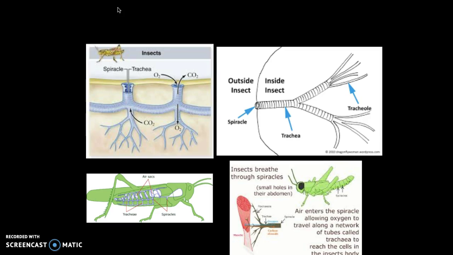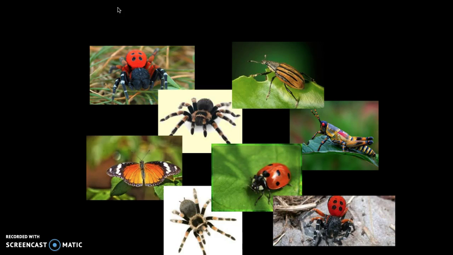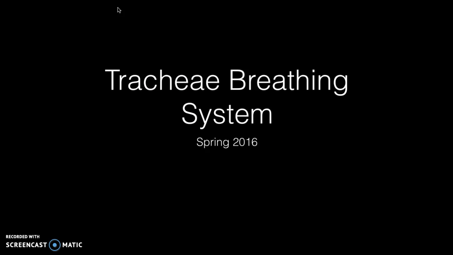And this is mainly found in insects and in spiders, which have exoskeletons, which is basically an outer shell. An example would be the outside of the shell of a snail, as you can see in the bottom picture, and the definition is at the top. Once again, an exoskeleton is a tough external covering that protects and supports the body of many invertebrates. So these are just some pictures and examples of some insects and some spiders that you could find the tracheal system in, and that is the tracheal breathing system.